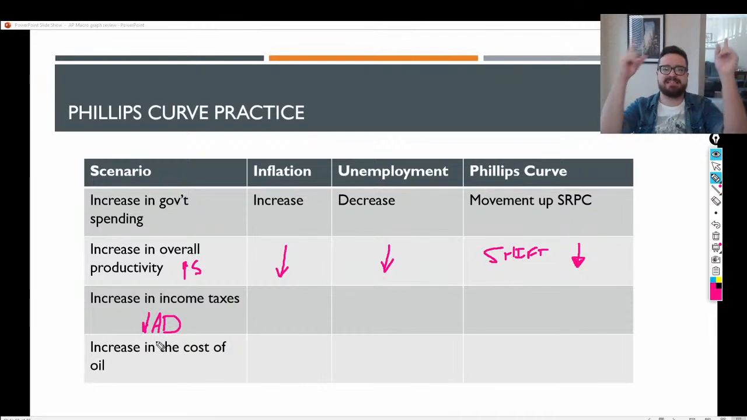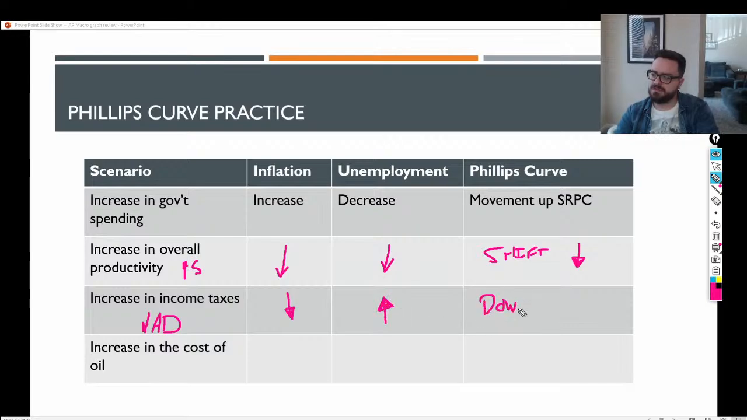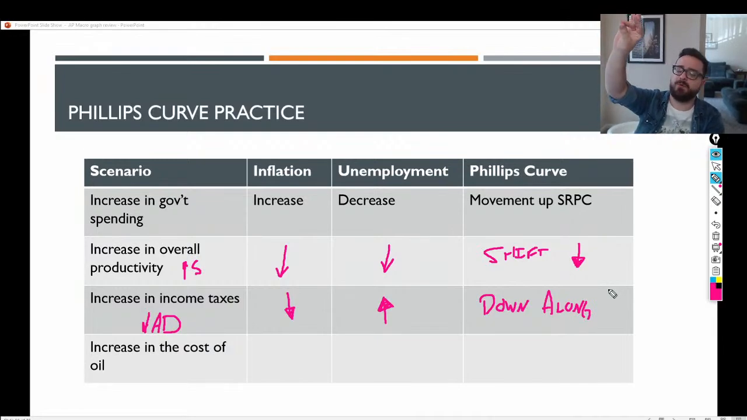If I decrease AD, finger graph time. If I decrease aggregate demand, I get a lower price level, so lower inflation. I usually get lower GDP, so higher unemployment, which would be moving down along the SRPC. Because if I'm imagining the Phillips curve, I want lower inflation, I'm moving down. I want higher unemployment, I'm moving to the right. Down and right is following the curve, because the curve is downward sloping.